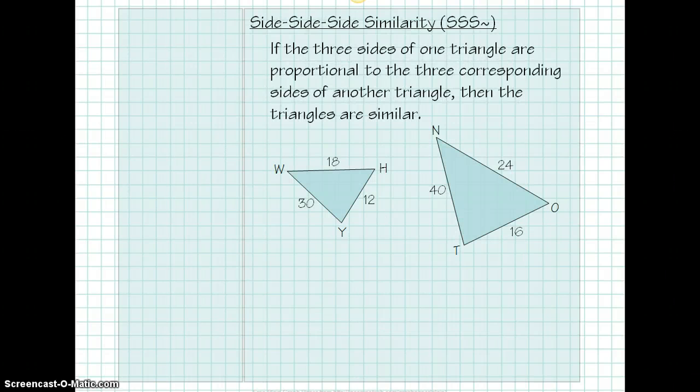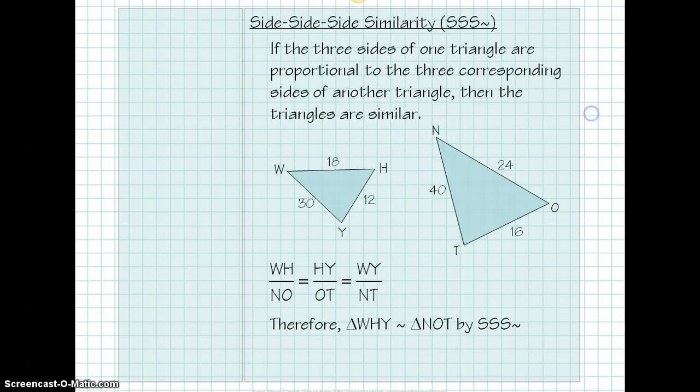Next we have side-side-side similarity, because we don't have enough S's there. And it says that if three sides of one triangle are proportional to three corresponding sides of another triangle, then the triangles are similar. So in this case, if we know all the sides, we don't have to know anything about the angles. And so you would just compare the ratios of the three sides. So 18 over 24 is equal to, what is that, 12 over 16, which is equal to 30 over 40. And so you can cross multiply and check all those ratios, and it's going to come out to be the same. So therefore, you've got side-side-side similarity.